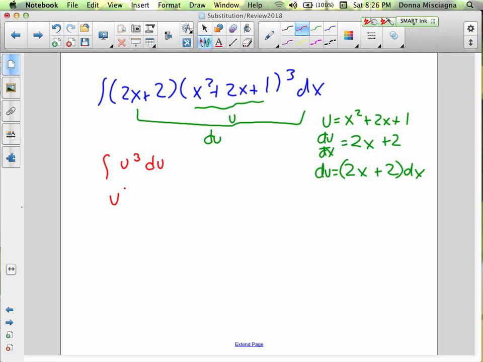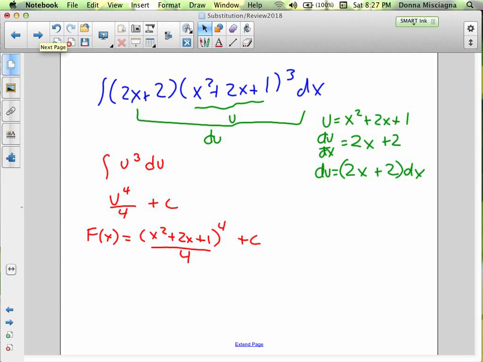U to the 4th, increased by 1, divide by the same thing, plus c. Now let's write in f of x. F of x equals, because we're going to do the substitution, x squared plus 2x plus 1 to the 4th power divided by 4 plus c. And we're done with this one. Another one done.